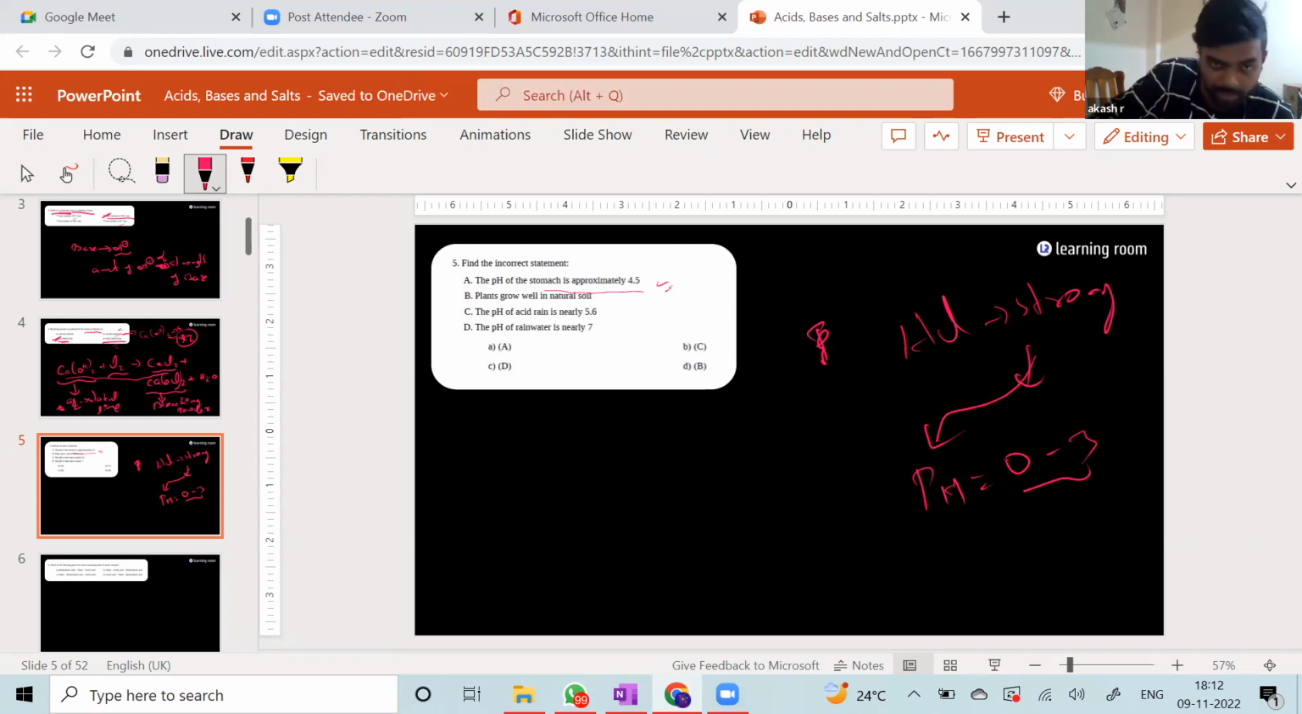Anyways, we'll check the other ones, right? Plants grow well in neutral soil. Okay, that is definitely correct. The pH of acid rain is nearly 5.6. Yes, this is actually believable, right? Sir, why is it believable? Even though you don't know any numbers as such, you'll still be able to analyze and tell me the answer. Now, acid rain, why is it getting formed?